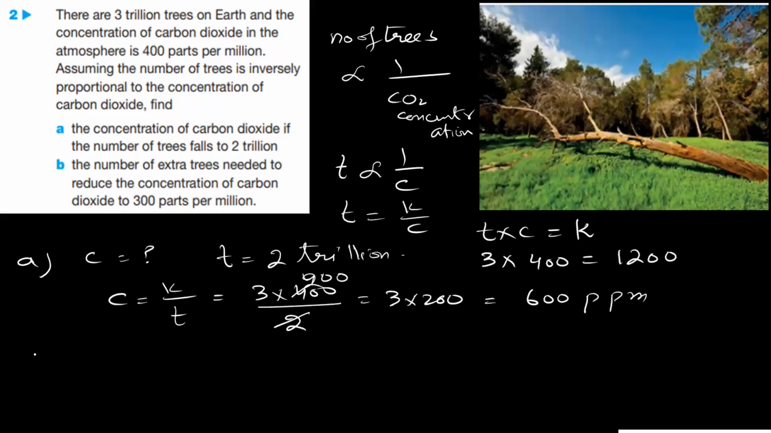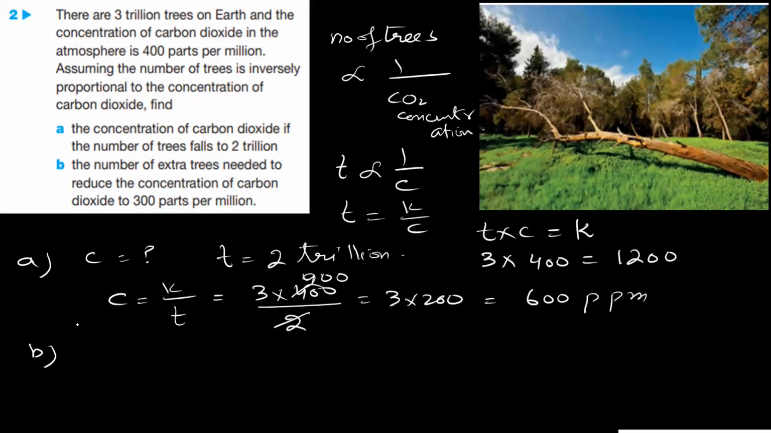Now B part. The number of extra trees needed to reduce the concentration of carbon dioxide to 300 parts per million. How many total trees are needed to get the concentration of carbon dioxide down to 300 parts per million? First of all, we check that.